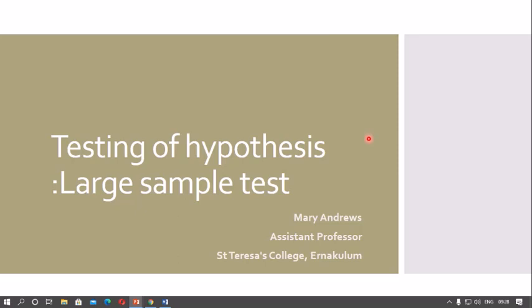Today we will learn about testing of hypothesis, and that too in the large sample scenario. So we'll be dealing with the large sample test. Also we'll be looking into another test called the chi-square test for variance. So let's move on to the large sample test.